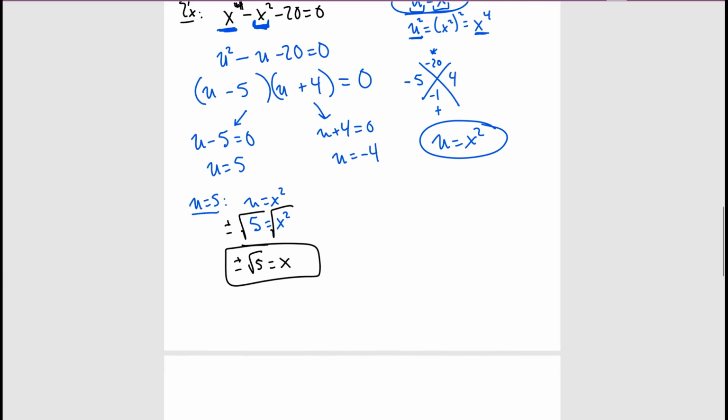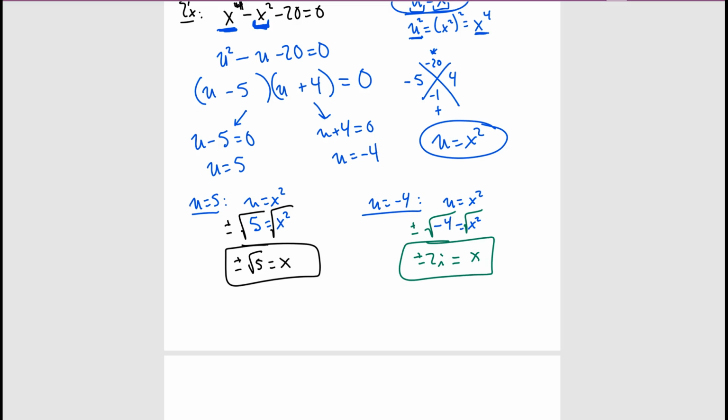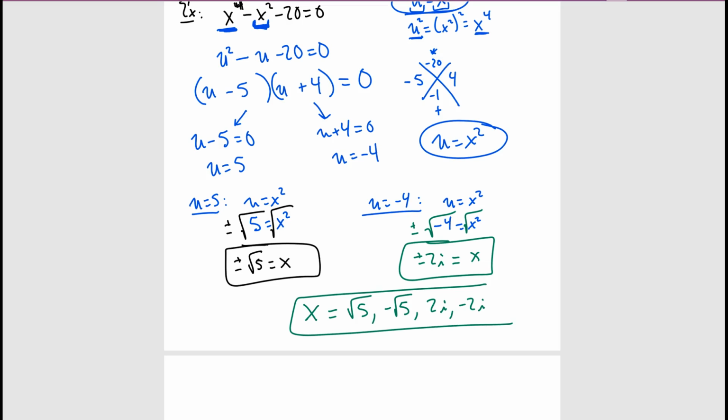What about my other one? Well, we said that u was equal to negative 4, and that u was equal to x squared. So negative 4 equals x squared. We're going to take the square root of both sides and also add plus or minus. So x in this case is going to be equal to plus or minus 2i. So my answers for x are going to be positive square root of 5, negative square root of 5, positive 2i, negative 2i. Those are my solutions.